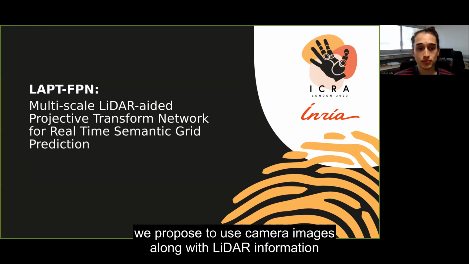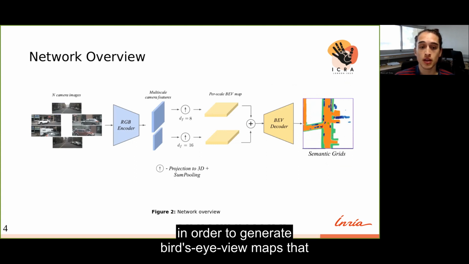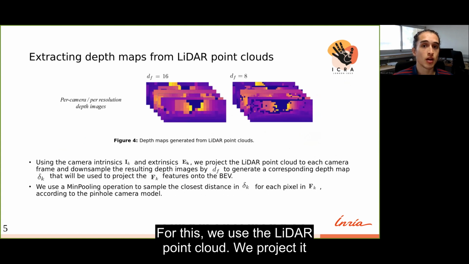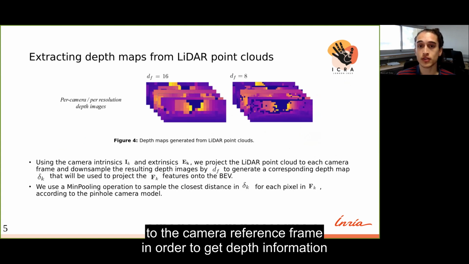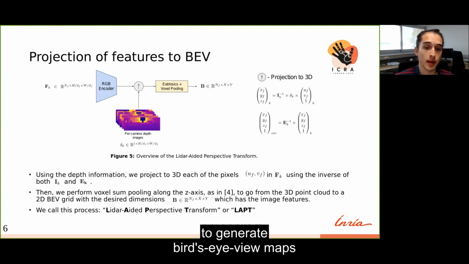For our method, we propose to use camera images along with LiDAR information in order to generate bird's eye view maps that are later decoded as the semantics of the environment around the robot. For this, we use the LiDAR point clouds and we project them to the camera reference frame or the camera image plane in order to get depth information to project each feature from each view of the cameras around the robot to generate bird's eye view maps.